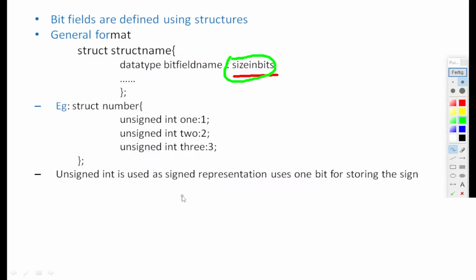A plain int is used as a signed representation, which uses 1 bit for storing the sign. Actually the issue here is, if you declare like this, integer x, say, then x is of signed type by default. In the case of signed type, 1 bit is used for the sign to indicate whether it is positive or negative. Here we are not interested in the sign, we are interested in using the memory efficiently. That's why we go with only unsigned integer.